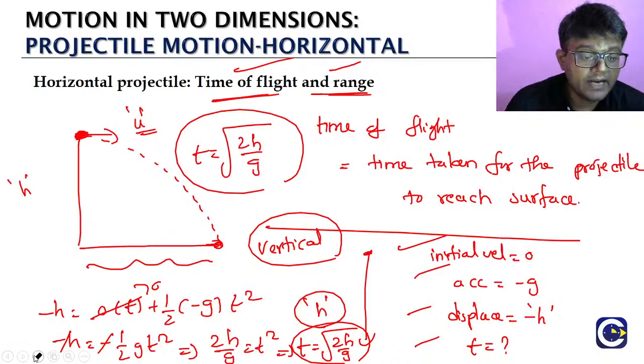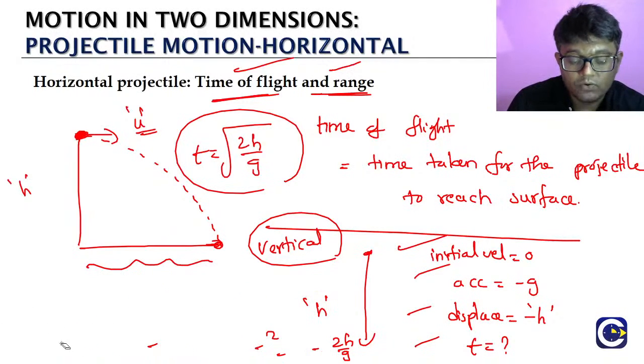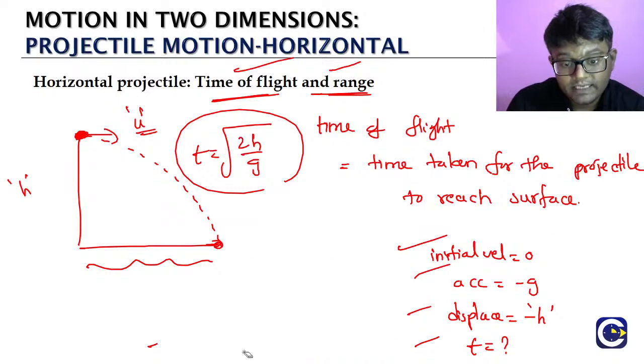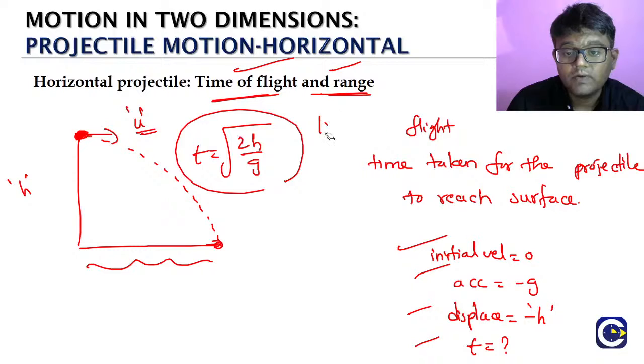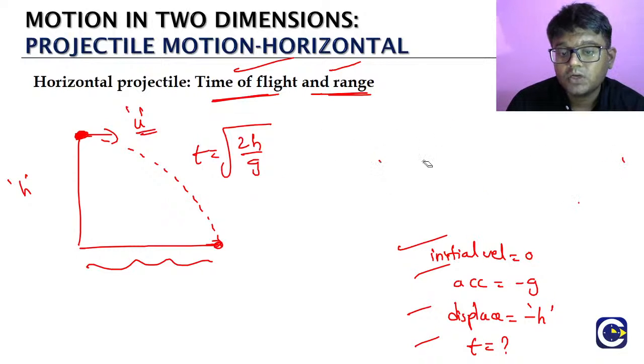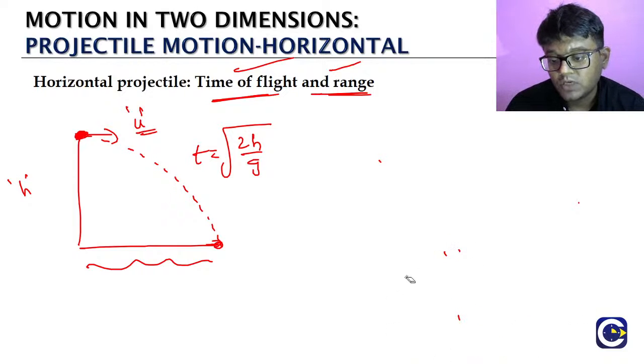So what is the time of flight value? Time of flight, how are we calculating? First of all, we are calculating by using the vertical direction motion. So the projectile has to reach the ground, which means it has to have a vertical displacement of minus h. So what is the time taken for that? It is root 2h by g. And this is what we call the time of flight.